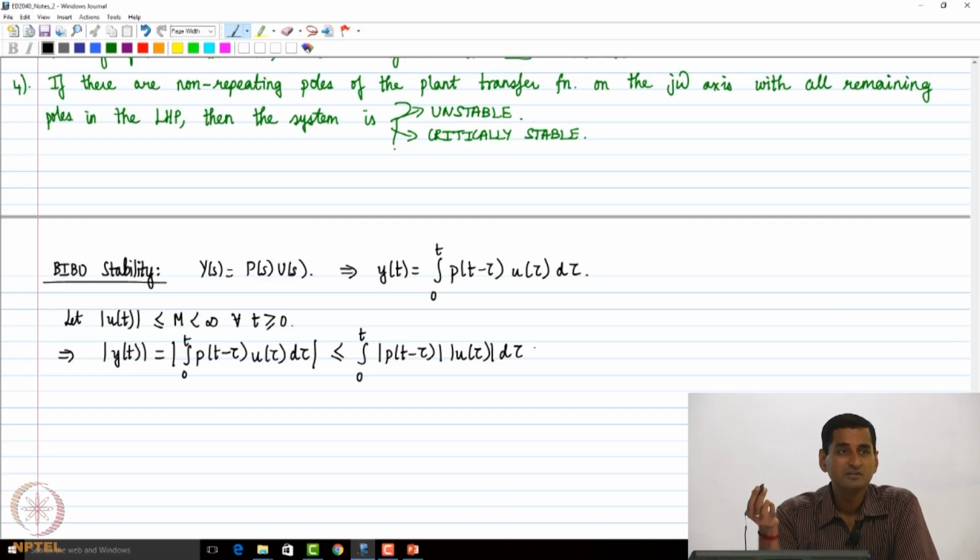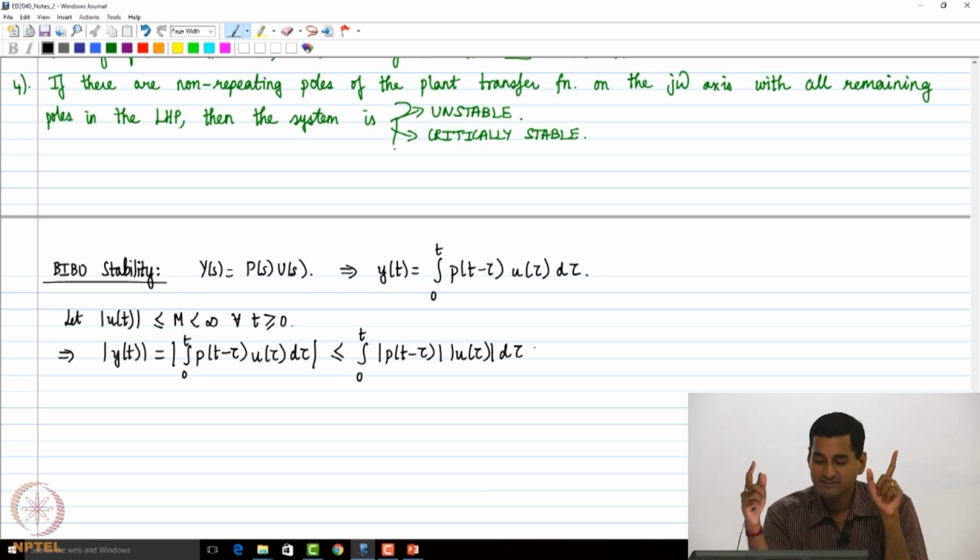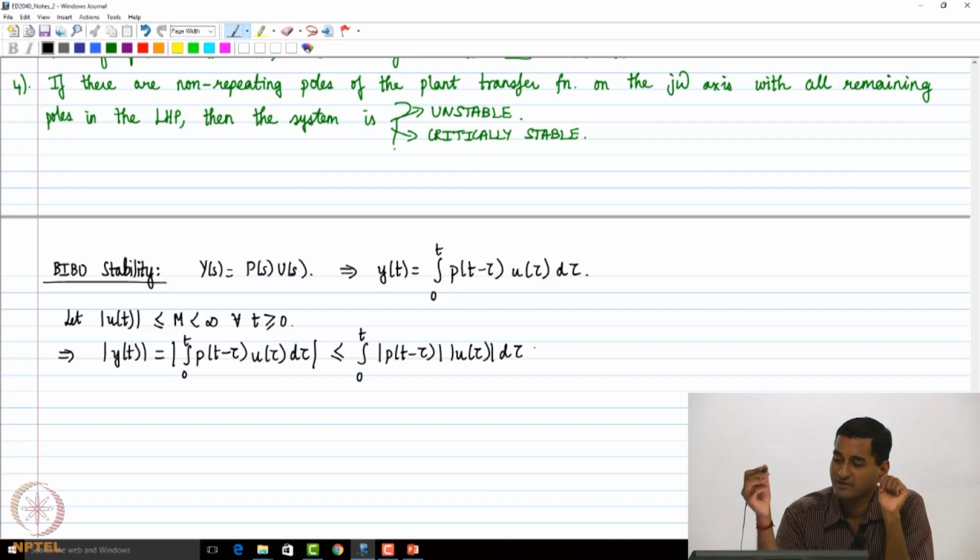Just to give an analogy, if you have two scalars a and b, let's say real numbers, the magnitude of a plus b is going to be less than or equal to the magnitude of a plus the magnitude of b, what we call the triangle inequality. A similar thing applies here. On the left hand side I am taking the absolute value of the entire integral, and that is less than or equal to the integral of the absolute value of the integrand.